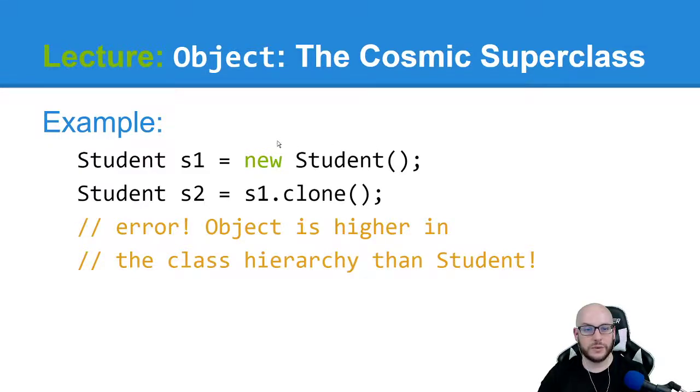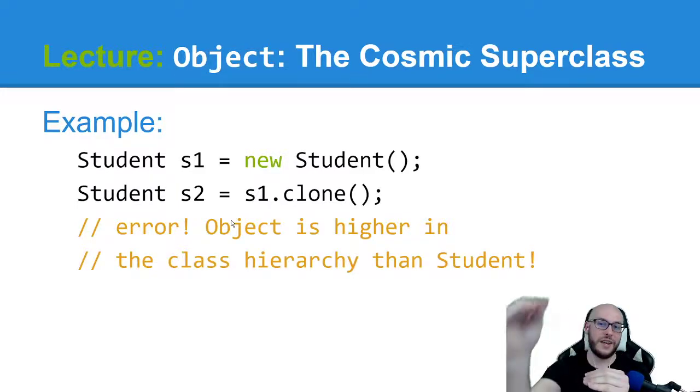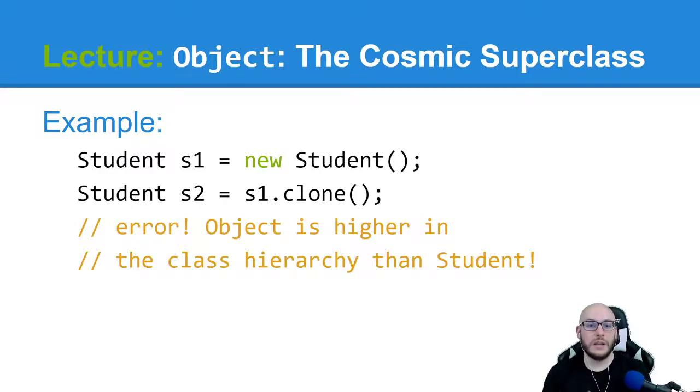If S1 is a new student and I take S1 and I try to clone it, I'm not getting back a student. The runtime data type here is not student, it is object. I'm trying to save object into student. Is object equal to or beneath student in the class hierarchy? No. Because object is higher up than student, I can't save that higher up thing into student, right? If I was trying to save person into student, I think it's a little bit more clear. You can't do that. What we learned is that we can do the opposite. We can save a student into a person.